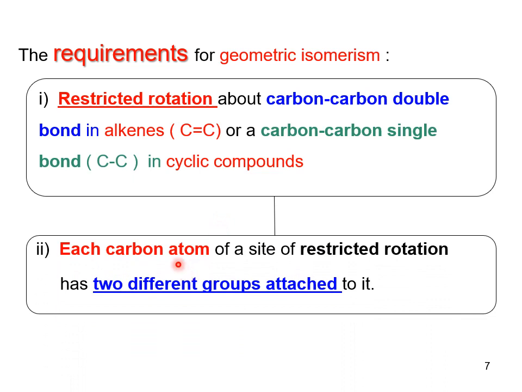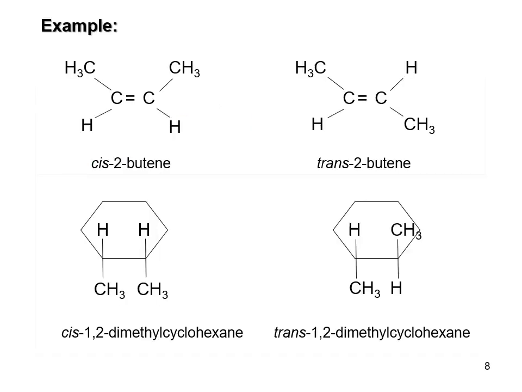The second requirement is each carbon atom of the restricted rotation has two different groups attached to it. Meaning that the carbon-carbon cyclic compound or carbon-carbon double bond compound, right, must attach with two different atoms or two different groups. So you must fulfill these two requirements, then only can it be considered a geometrical isomer. So let's look at the example.